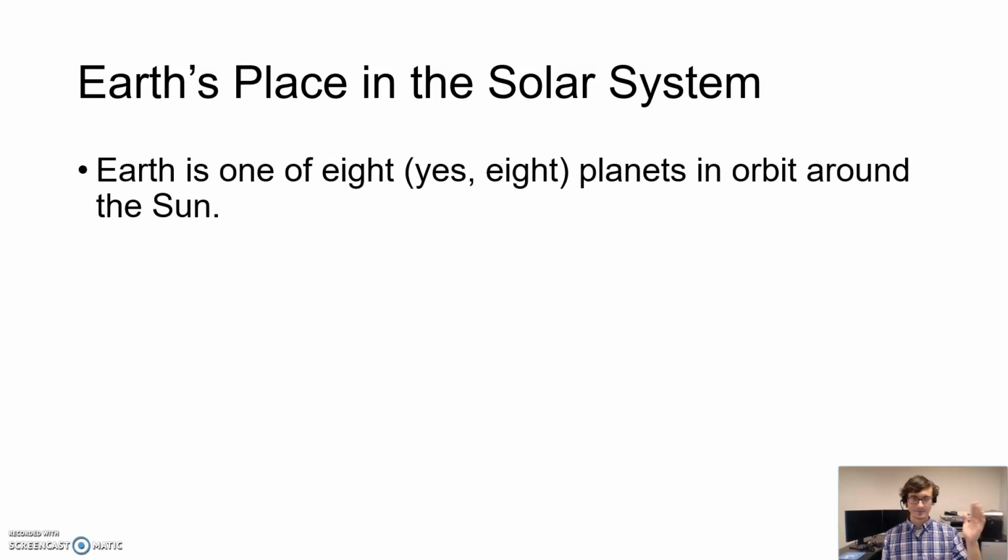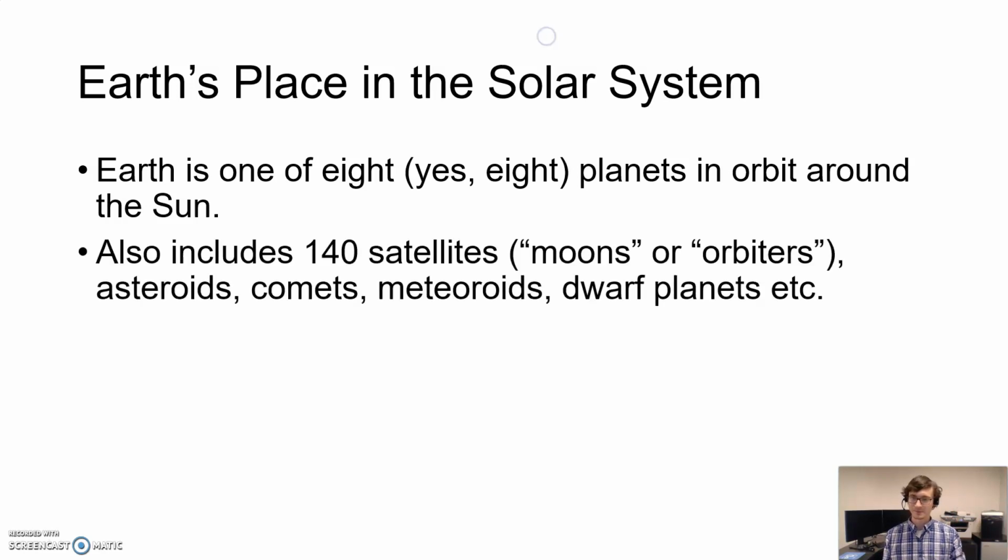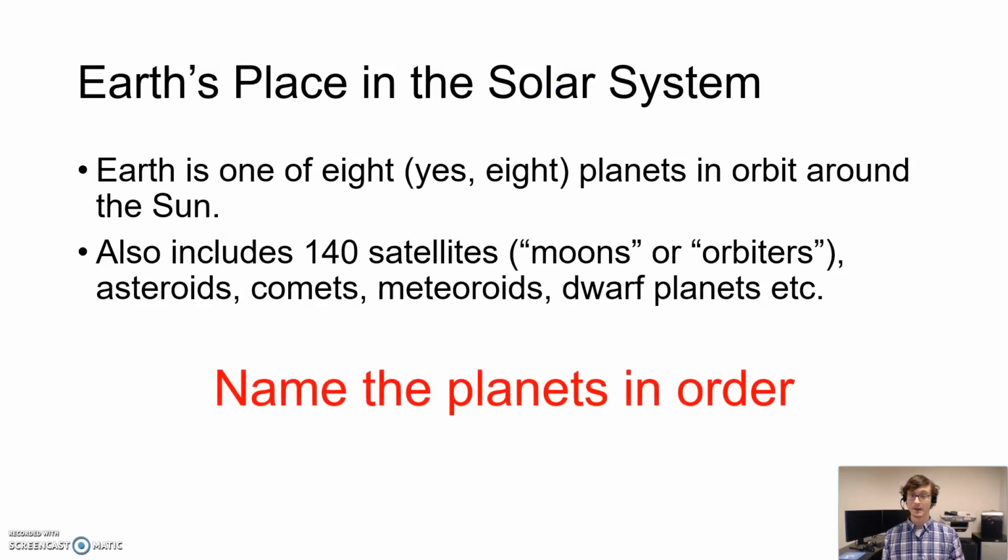So Earth is, as you may know, one of 8, yes, 8 planets in orbit around the Sun. Sorry, not sorry when it comes to Pluto. And there's also about 140 satellites. These are moons or orbiters, asteroids, comets, meteoroids, dwarf planets, all the different little debris in the solar system which are rotating around the Sun. And we'll take a moment here, just between you and yourself, try to name the planets in order, if you can remember them, from the Sun outward.